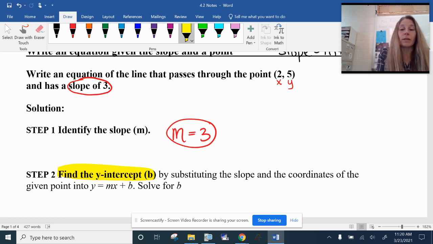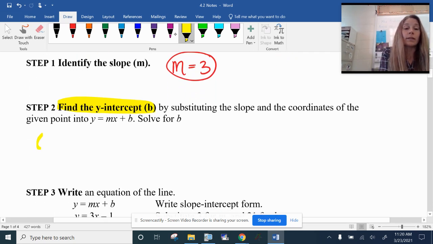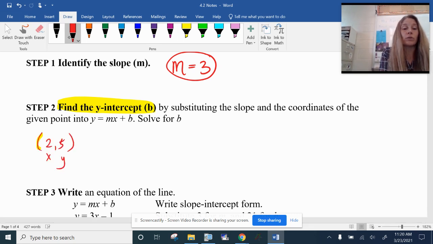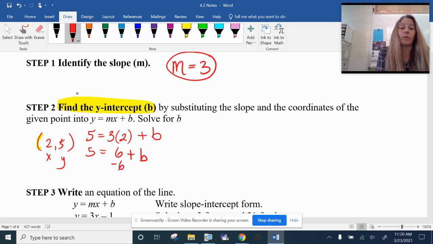So because of that, we're going to need to find that y-intercept, and we're going to do that by substituting in the slope and the coordinates of this point into y equals mx plus b and solving. Since that point is (2, 5), we're going to use the 2 for the x and the 5 for the y. So I'm going to do 5 equals the slope, which is 3, times the x value of 2, and that leaves us with one variable that we can now get by itself. So 5 equals 6 plus b, and then we subtract the 6 to get the b alone, and we end up with b equals -1.